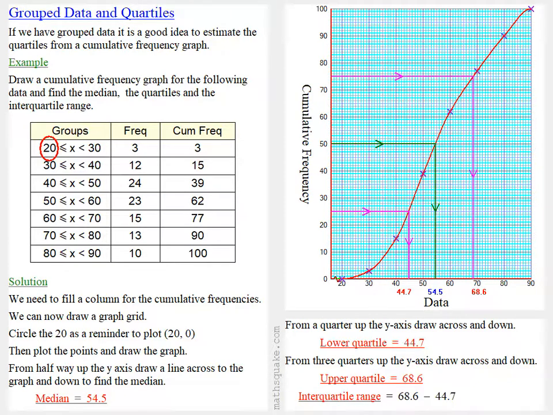That gives us an interquartile range of 68.6 minus 44.7, which is equal to 23.9. So we've got a median of 54.5, a lower quartile of 44.7, an upper quartile of 68.6, and an interquartile range of 23.9.